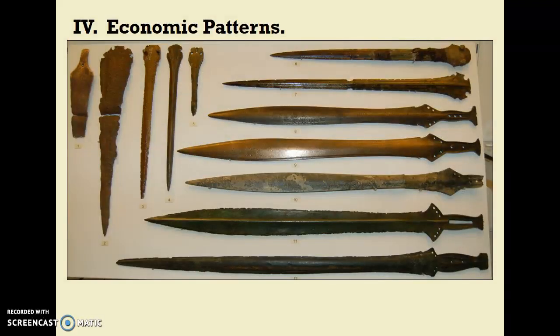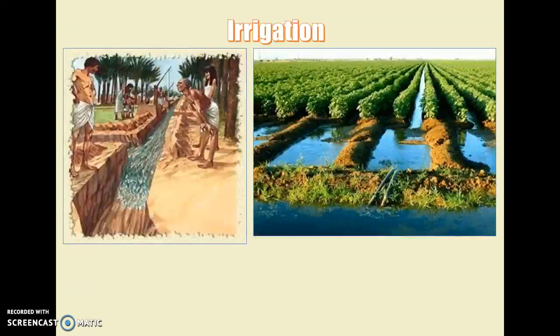Economic patterns. We're shifting away from bone, stone, and wood weapons and tools to metal tools and weapons, specifically bronze and iron, which you can see here. Bronze tools and weapons came first, and then iron: Bronze Age, Iron Age. You also had increasing agricultural surplus, which came from better tools, the use of the plow, and irrigation.